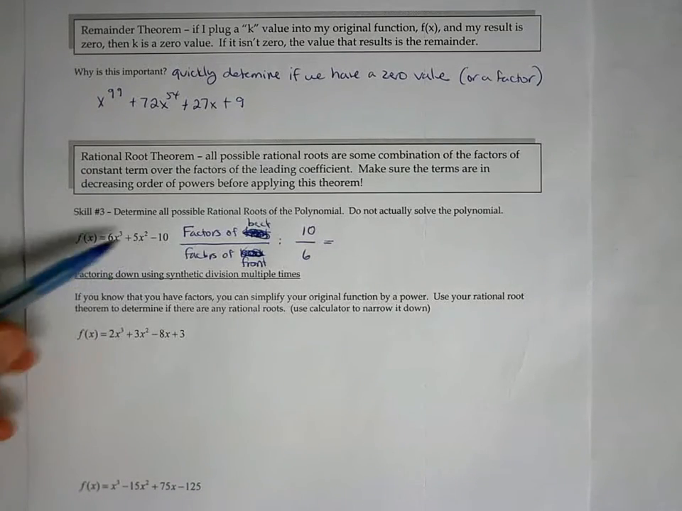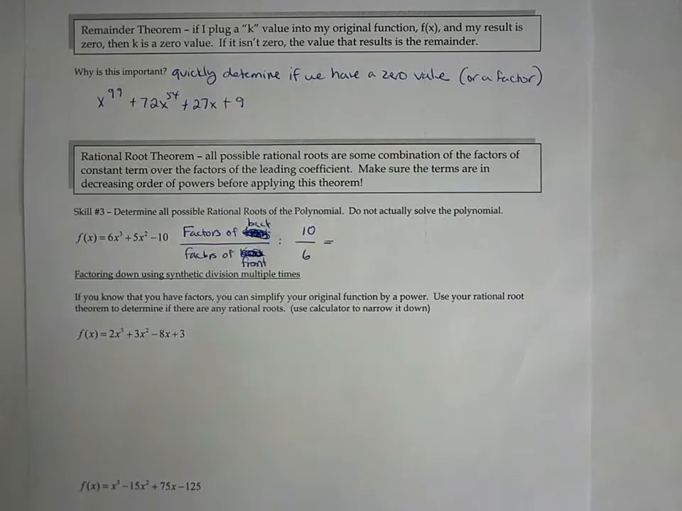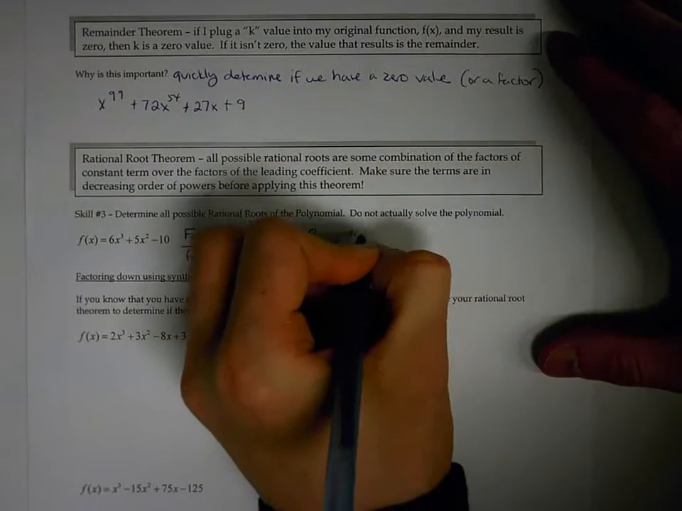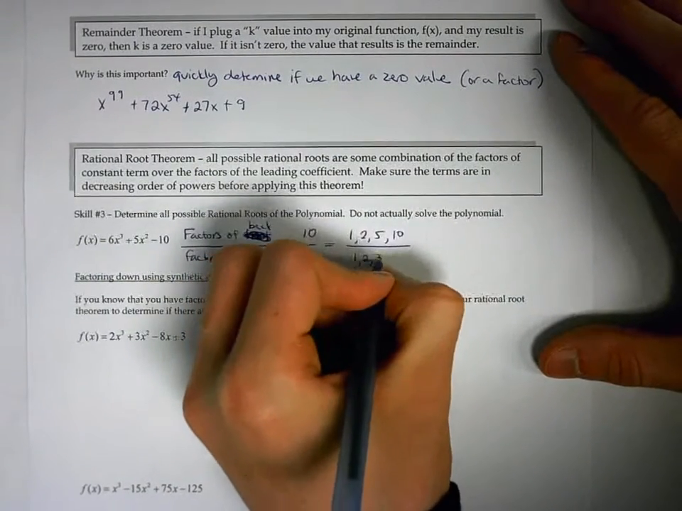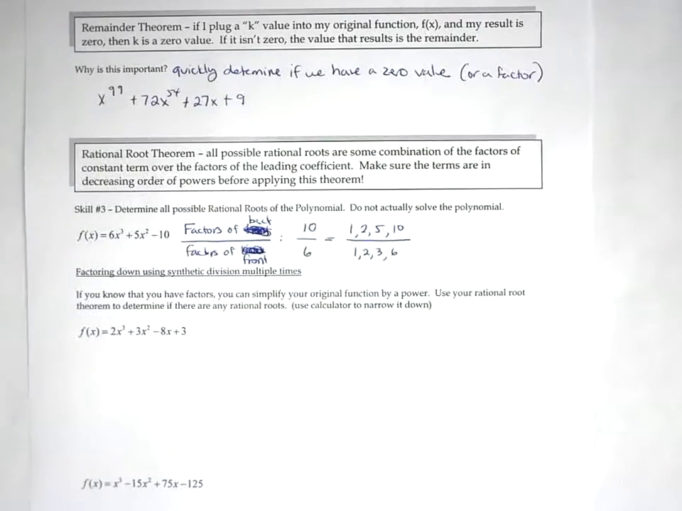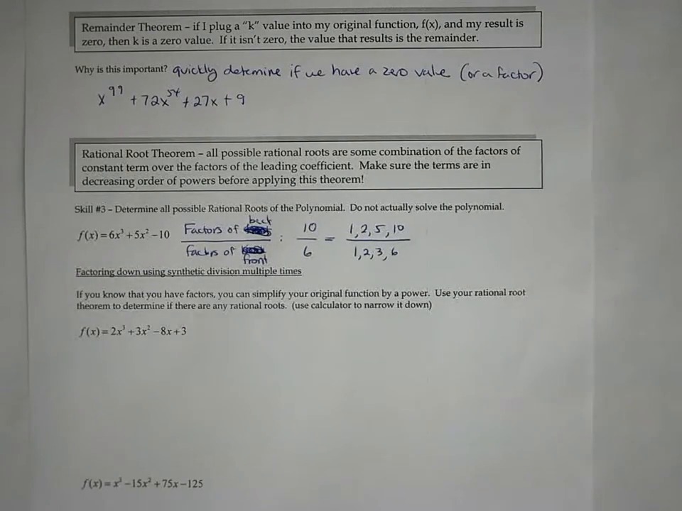And I really don't care about the negative versus positive issue, because if I take 2 negatives, I'm going to get a positive, 2 positives are going to be negative, and I'm going to include that in my final answer. So I'm just worrying about what are the numbers. So the factors of 10 are 1, 2, 5, and 10, and the factors of 6 are 1, 2, 3, and 6. So the rational root theorem is going to tell me what are all the possible combinations that I can get for values. And all the possible combinations are the fractions I get.